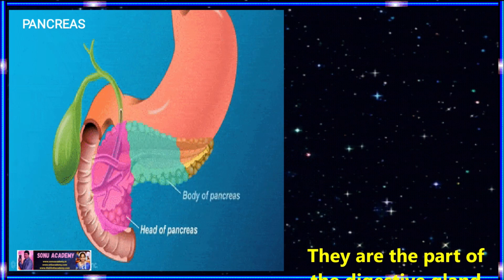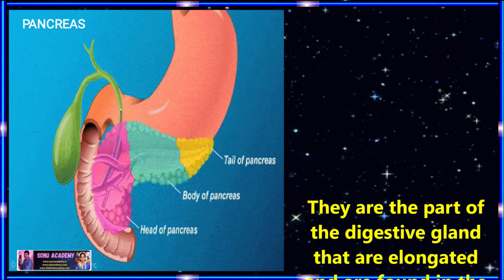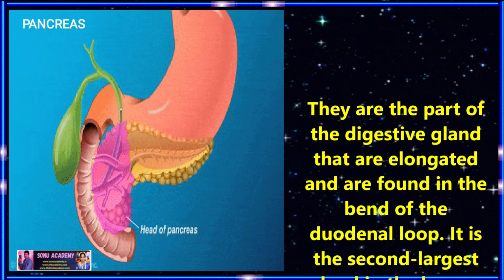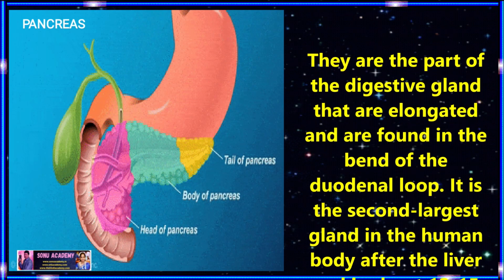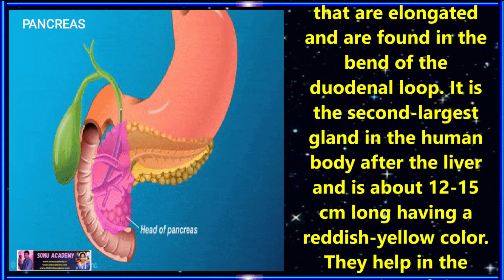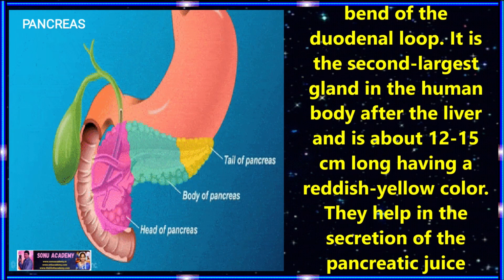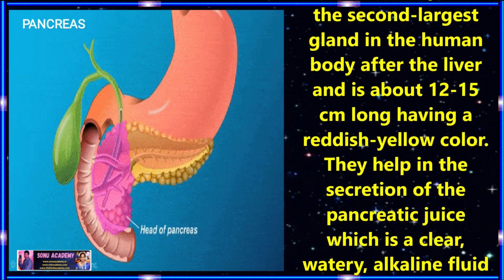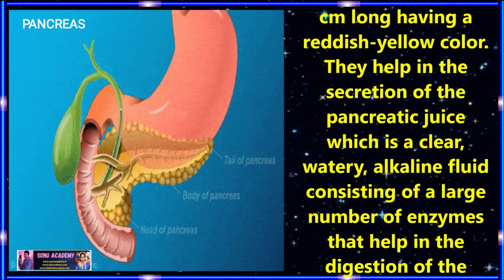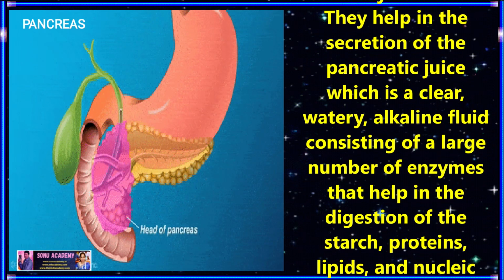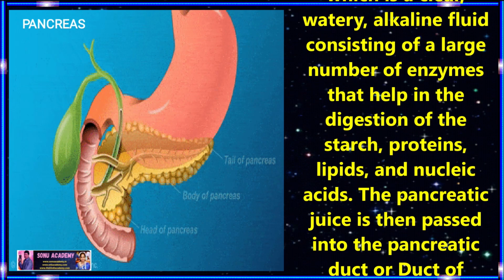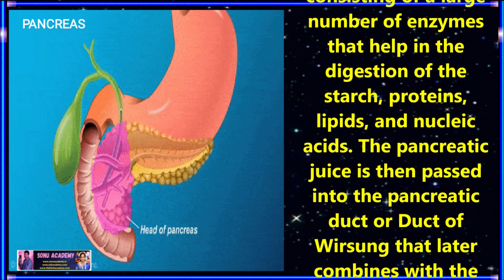Children, now let us discuss the pancreas. It is a part of the digestive glands that is elongated and is found in the bend of the duodenal loop. It is the second largest gland in the human body after the liver, and it is about 12 to 15 centimeters long, having a reddish yellow color. It secretes pancreatic juice, which is a clear, watery, alkaline fluid consisting of a large number of enzymes that help in the digestion of starch, proteins, lipids and nucleic acids.